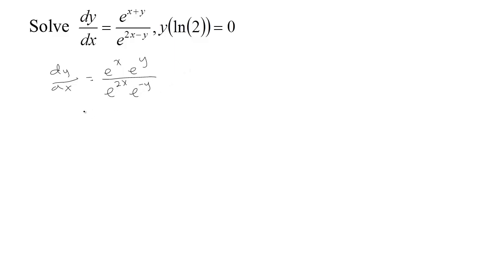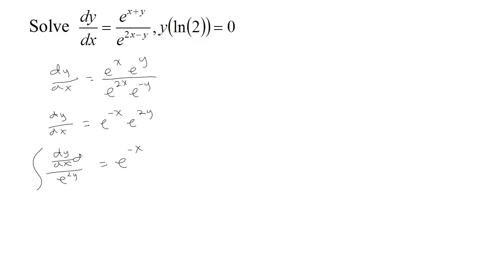Next thing we can do is say, well, this is a little bit simpler. e to the x divided by e to the 2x would be e to the x minus 2x, since those two numbers have the same base and you're dividing them, and x minus 2x is negative x. e to the y minus minus y would be e to the 2y. Now we can see this is a function of x times a function of y, so we can separate: dy/dx over e to the 2y equals e to the negative x.